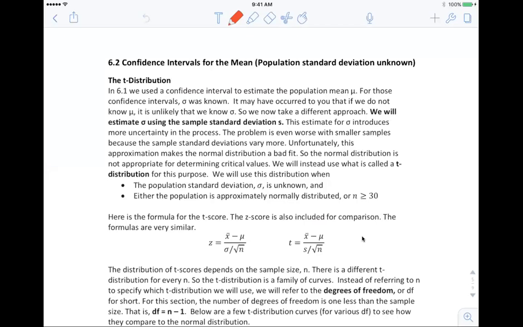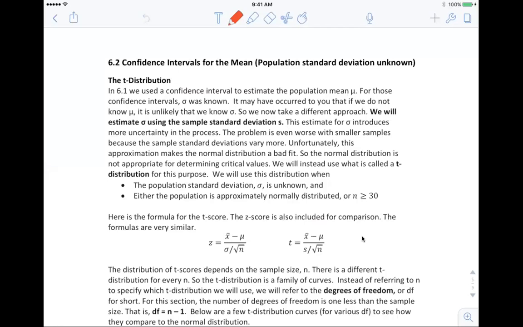We're going to do 6.2 in this video. I sent you an introduction to the t-distribution, a different video from a different professor that gives you a pretty good overview of what the t-distribution is. And then I'll focus on how to actually do the problems.